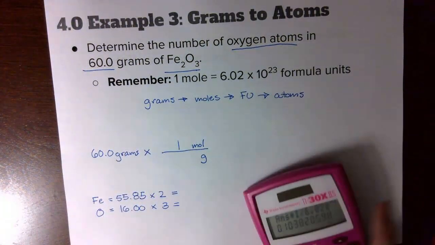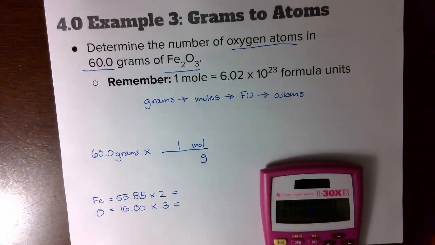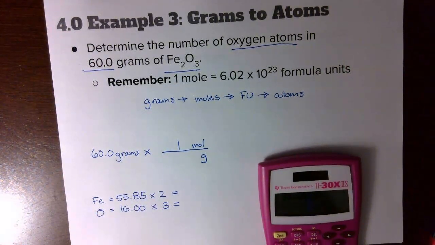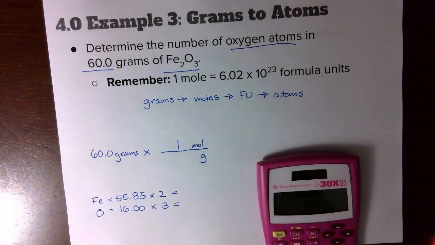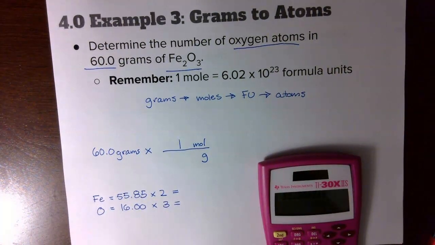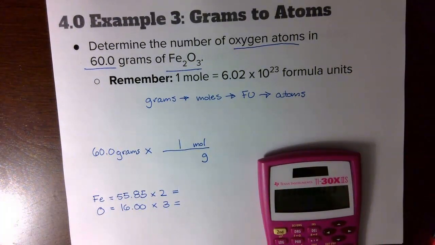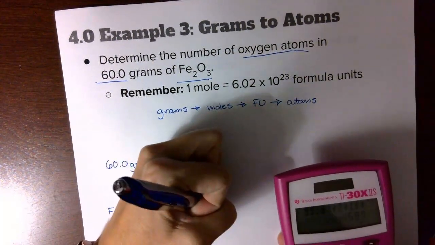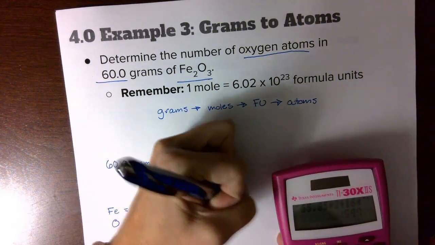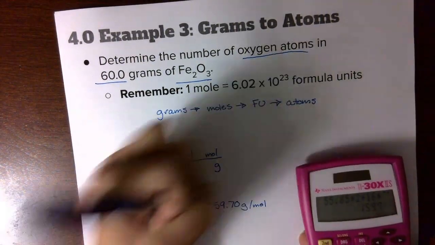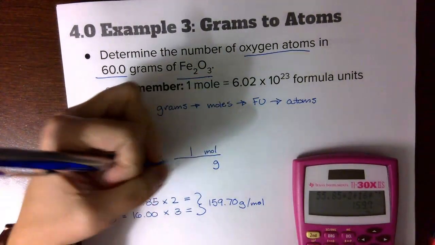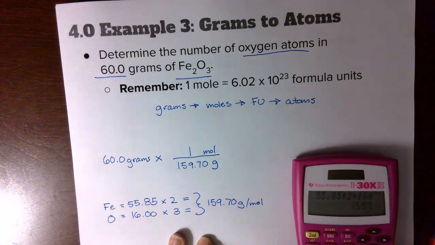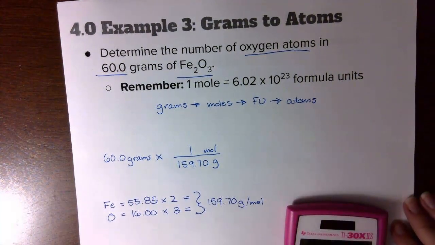Okay, so we're going to put that into our calculator. So 55.85, and I'm going to do this all in one step. I think you guys can handle it since you're 4.0. 55.85 times 2 plus 16 times 3. So that gives us an overall mass of 159.70 grams per mole. So I'm going to take my number and put it in this problem up above. So 159.70 grams.